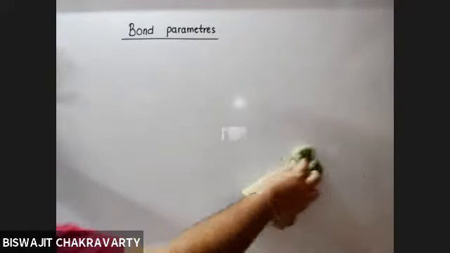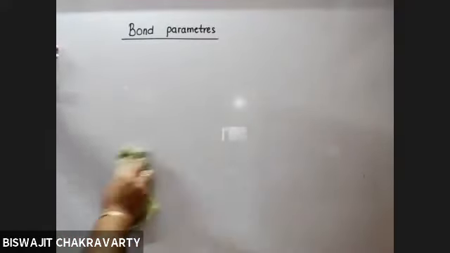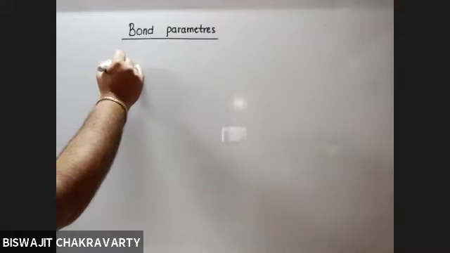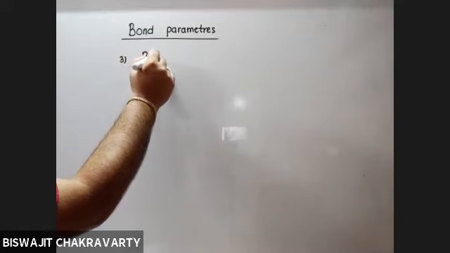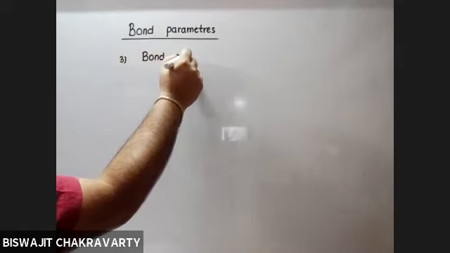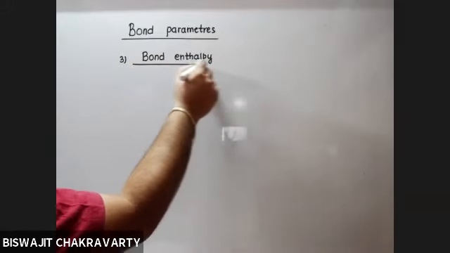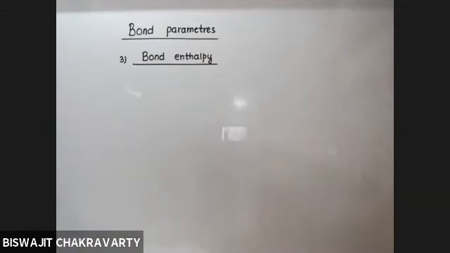So after the second bond parameter, we now talk about the third one, right? Bond enthalpy. Enthalpy is another term for energy. So first you try to understand what exactly is bond enthalpy, and then I'll make you write regarding the bond enthalpy.